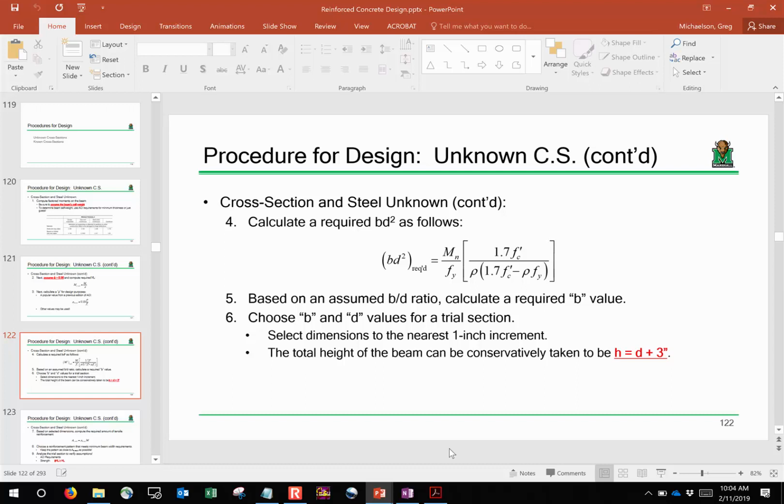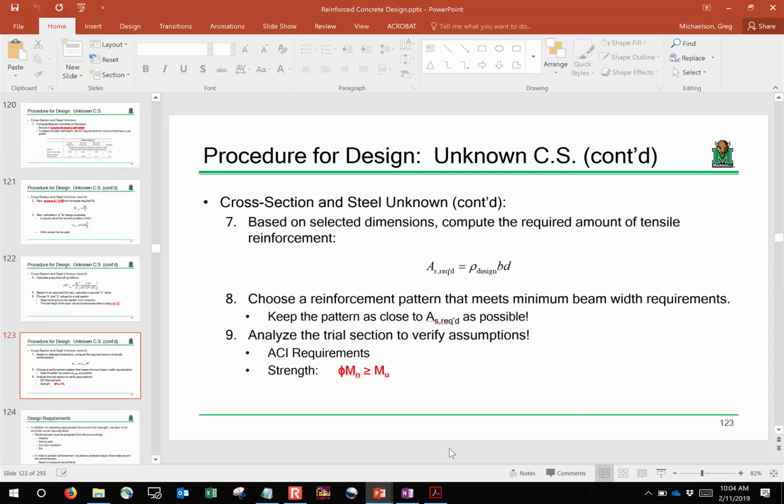And so that'll give us how big the beam needs to be. And then the next step is to figure out how much reinforcement needs to go into the beam. So remember, rho values are just the area of steel divided by the effective area of the concrete. So if you know how big the beam is, you can just take rho b d to figure out how much steel you need. And that's where these design aids came into play.